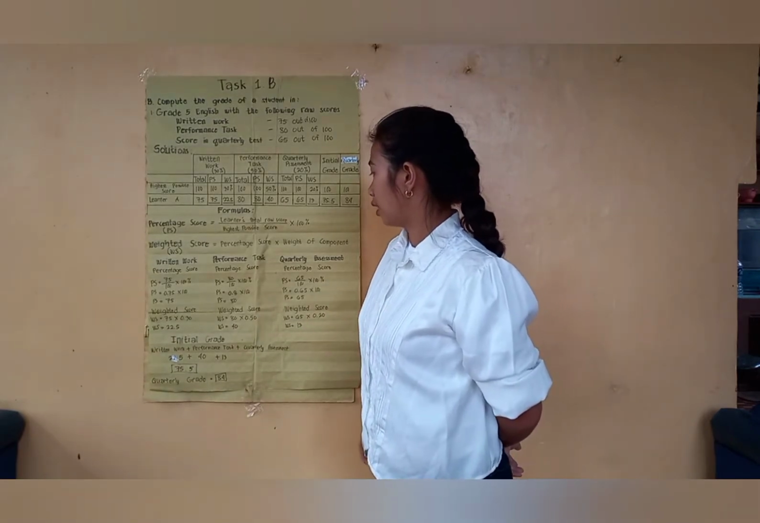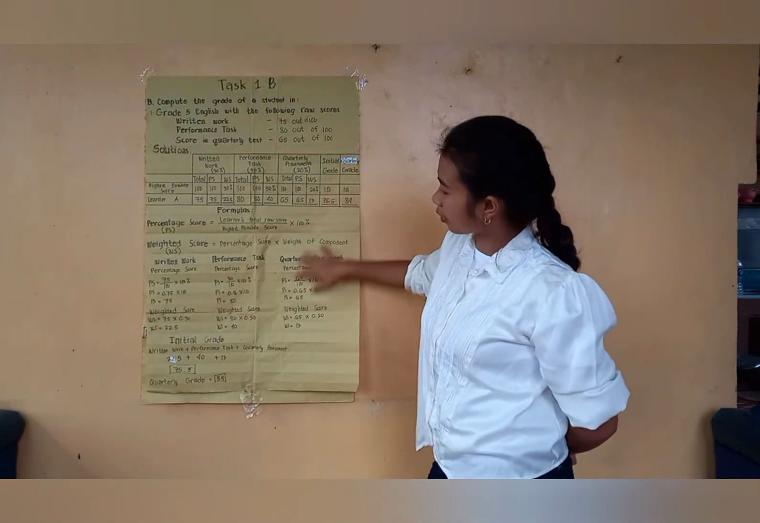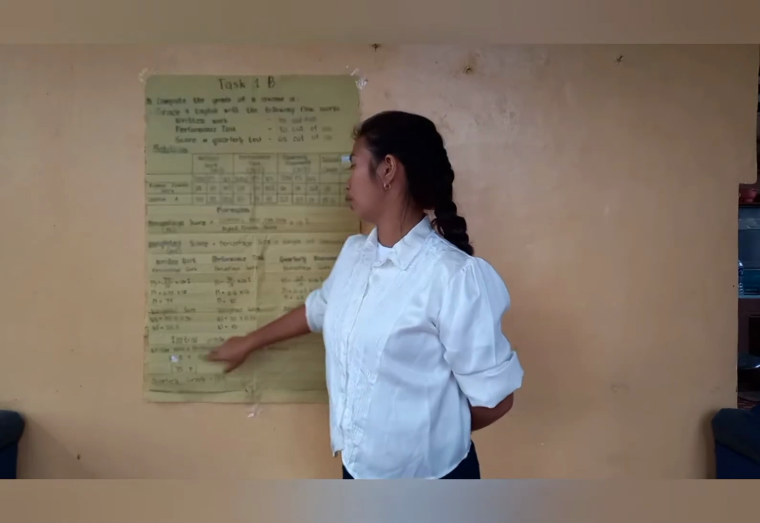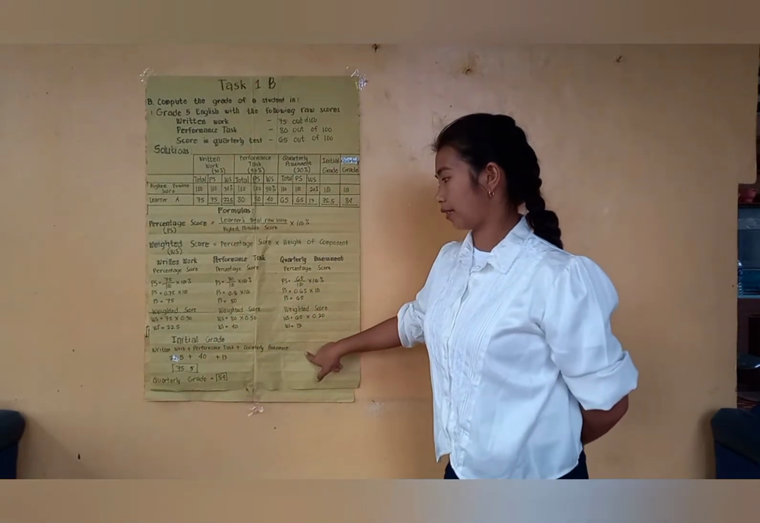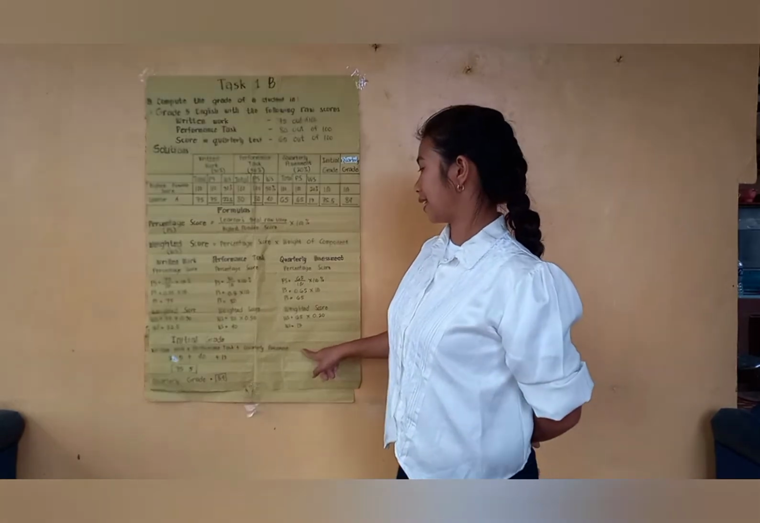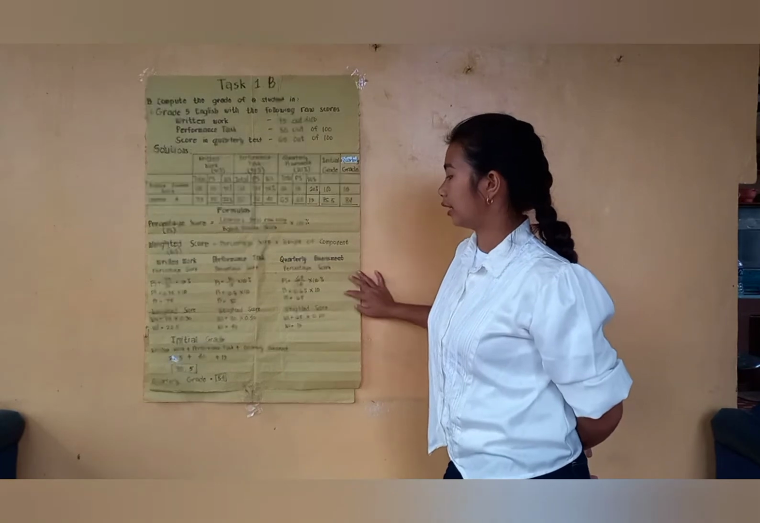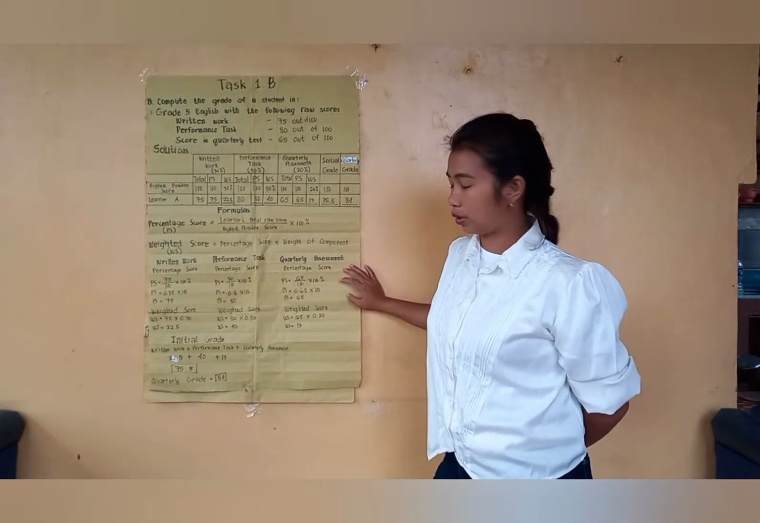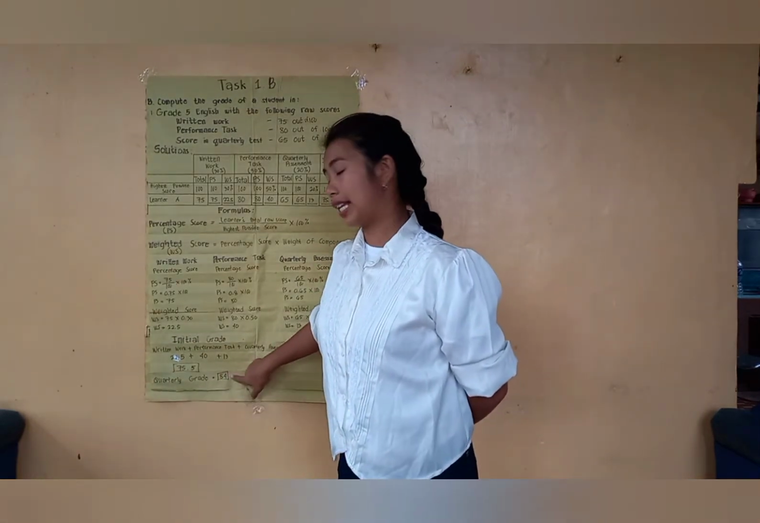So to find the initial grade, we add all the weighted scores of written work, performance tasks, and quarterly assessment. So our initial grade is 75.5. And to find the quarterly grade, we base on the transmutation table. So in the transmutation table, our quarterly grade is 84.